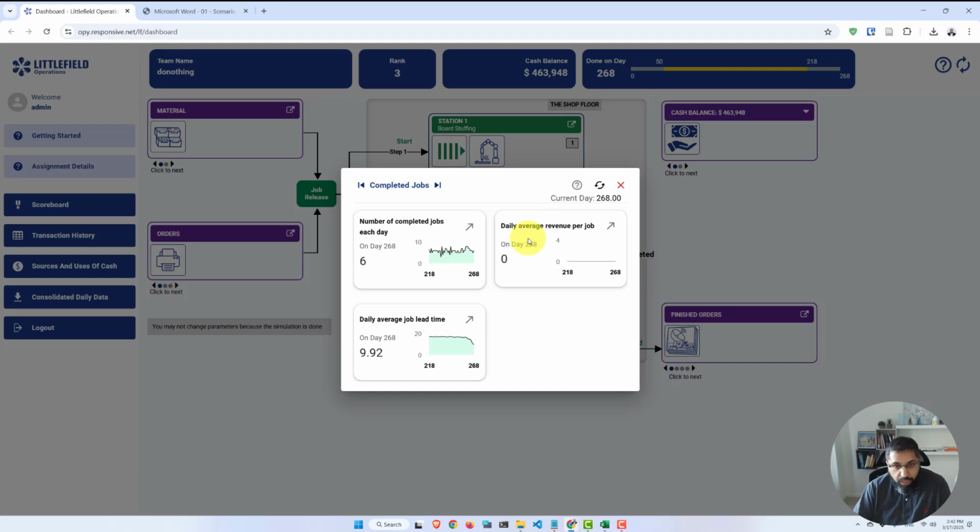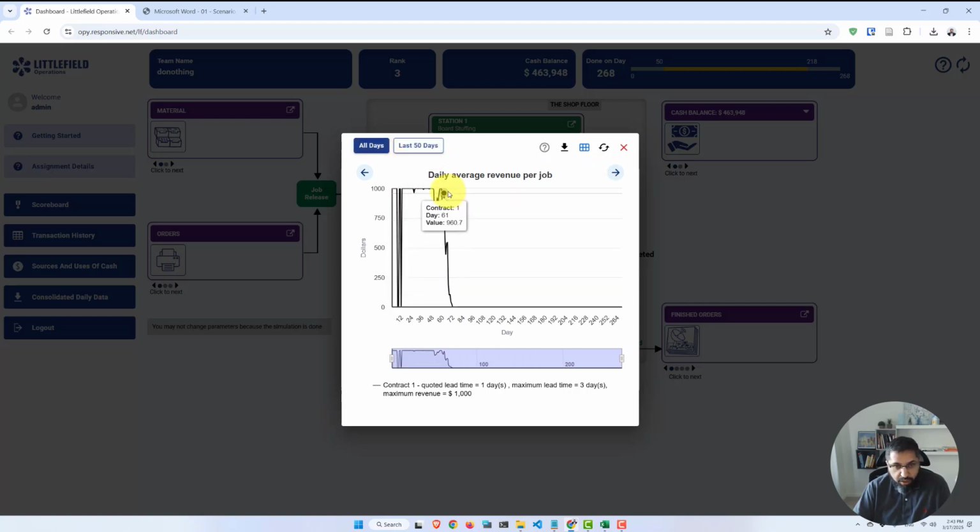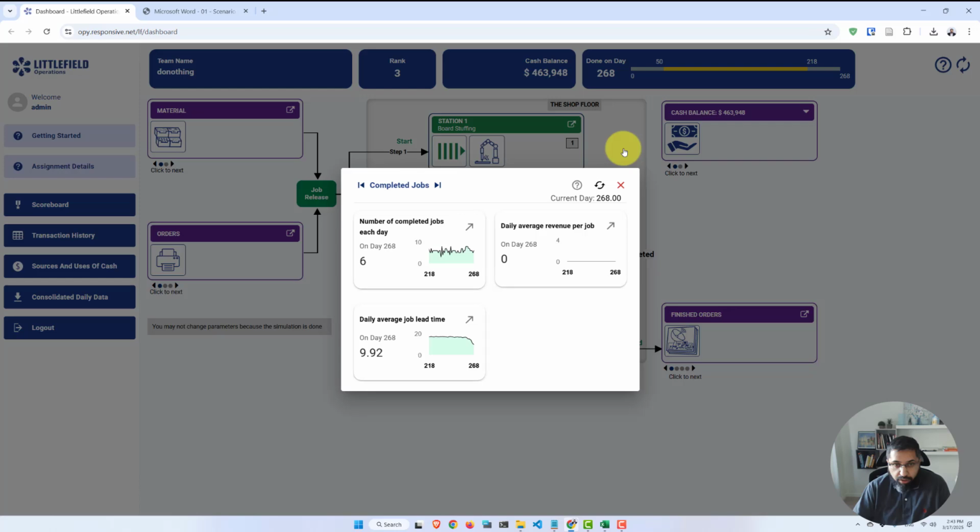Related to this, if you keep the lead time under control, is average revenue per job. You can see here that up till about day 69, you're making some money, $44 or whatever, some small amount of money. But after that, you're making zero money, and that is because your lead time is too high. So that's also an important metric to track.